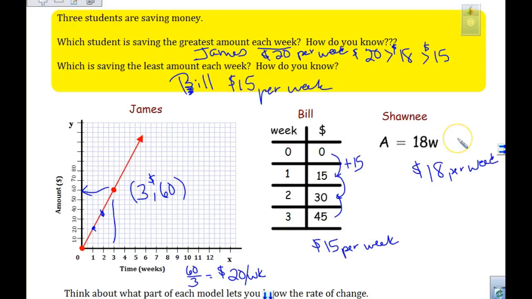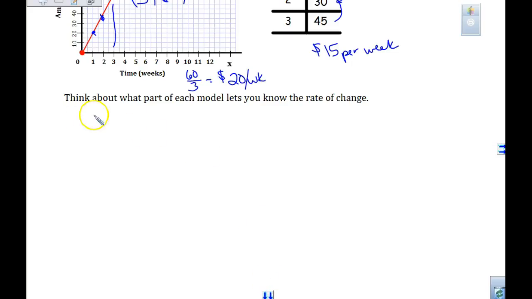Before you put your notes away, I just want you to add a couple other things. Because there's this white space below, think about what part of each model lets you see the rate of change. So I need you to write down in a graph, how do we find the rate of change?